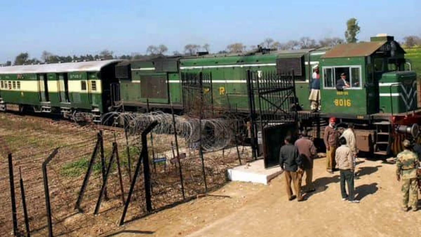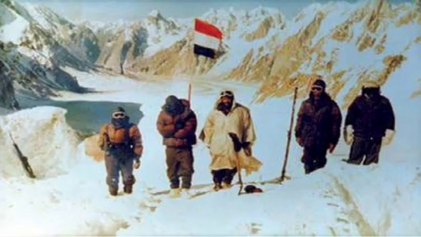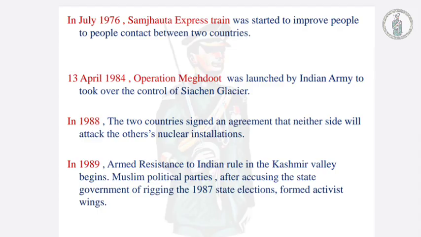Then in 1978, the Pakistani forces, with the help of foreign mountaineers, led expeditions to capture the Siachen Glacier. But it was on 13th of April 1984 when Operation Meghdut was launched by the Indian Army to take over control of Siachen Glacier. Then in 1988, both the countries signed an agreement that neither side will attack the other's nuclear installations.